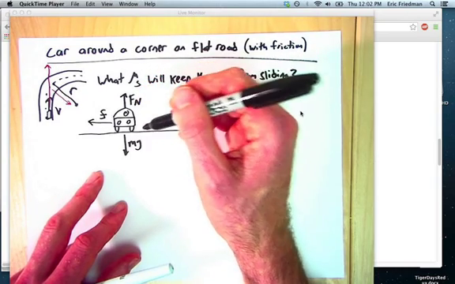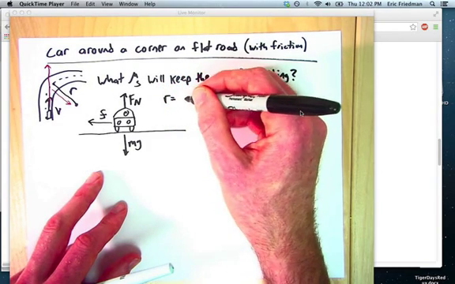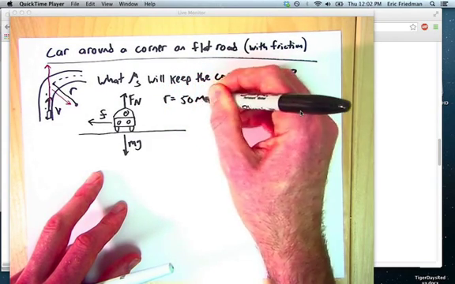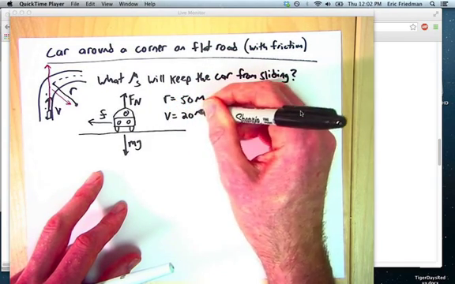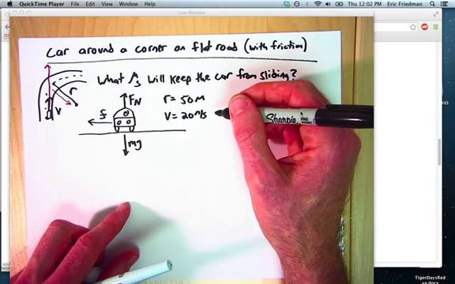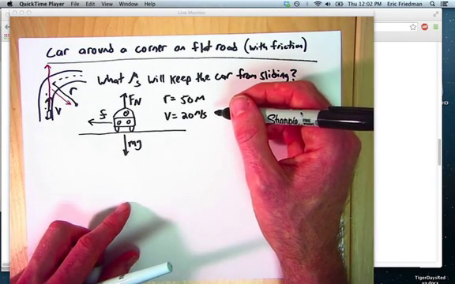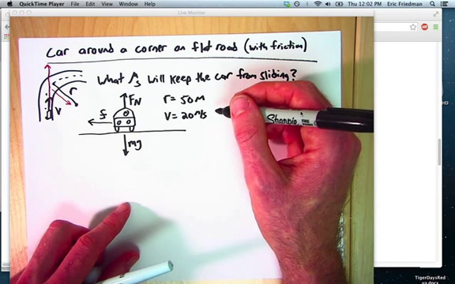Right, so let's just throw in some numbers so we can get this. Let's say the radius was 50 meters, and let's say the velocity is 20 meters per second. And it's going to turn out that the mass is not going to be necessary here. So whatever the mass is going to cancel out, right?